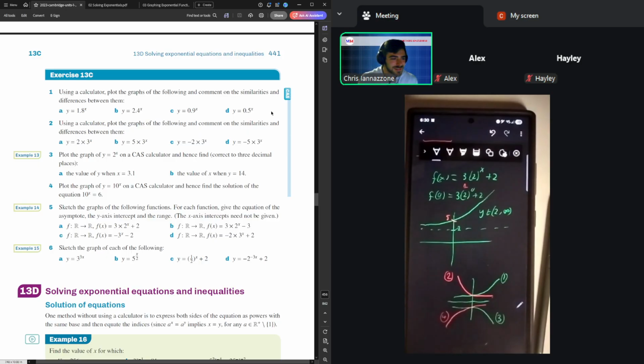So the graph of an exponential is less important, I'd say, for the SACs. It's more about the solving side of things.